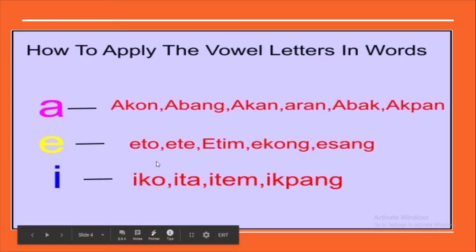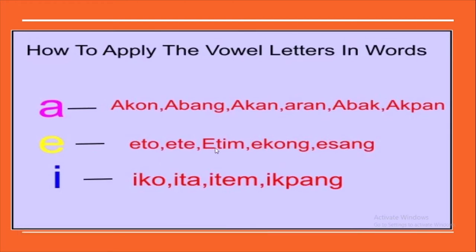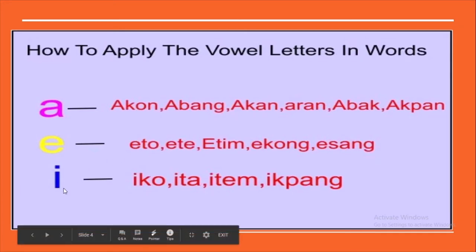Eto means tree. Ete means father. Etim is someone's name. Ekong means war. Esang means staff. So you see that all these words have the sound A in it and are represented by letter E. So when you see a sound with E, you understand that this is A sound and you know how to start your pronunciation. Then we have the next one as E, which is Iko, Ita, Item, Ipang.